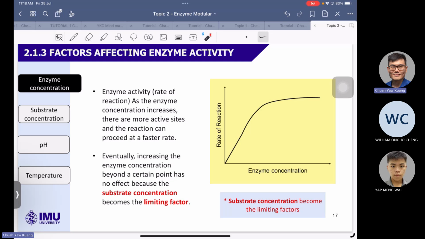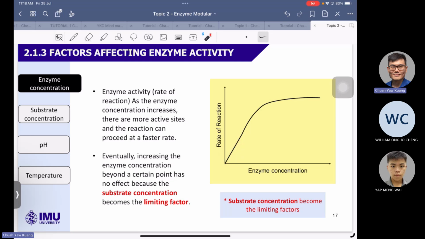When enzyme concentration is low, the rate of reaction is also low. Why? Because the number of active sites is limited, so there's high competition between the substrates for the active site. Low active site, high competition. That's why the rate of reaction is low, or you can say that's why not much enzyme-substrate complex can be formed. So that's part one.